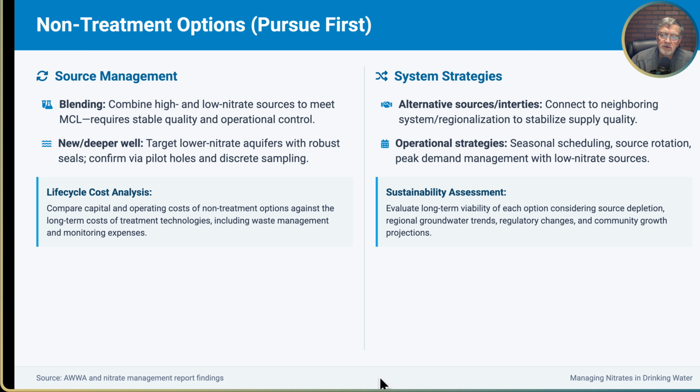System strategies: alternative sources, connect to a neighboring system, regionalize to stabilize supply quality. So interconnections can help reduce your nitrate concentrations. Operational strategies: seasonal scheduling, source rotation, peak demand management with low nitrate sources. Sometimes we'll see concentrations rise or fall with the seasons, and so if you're doing blending you need to understand that and take it into account so you maintain the proper blend ratios.